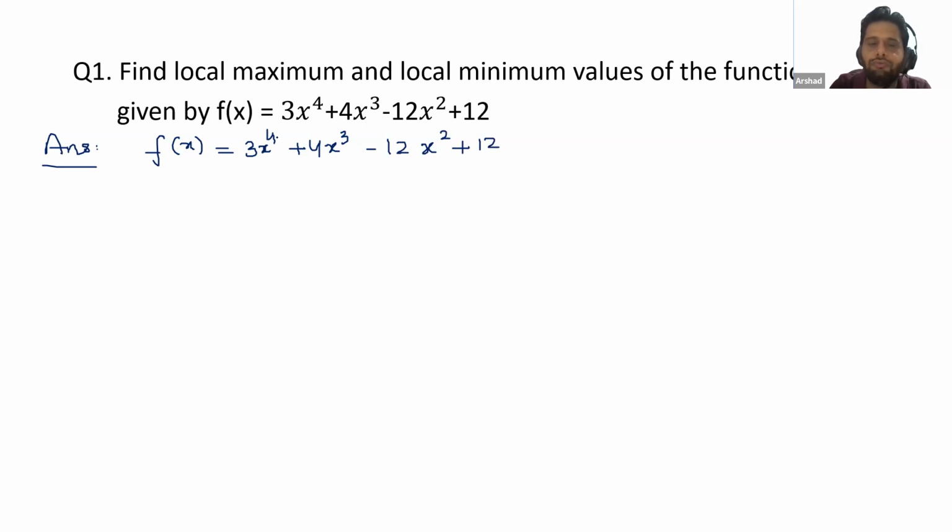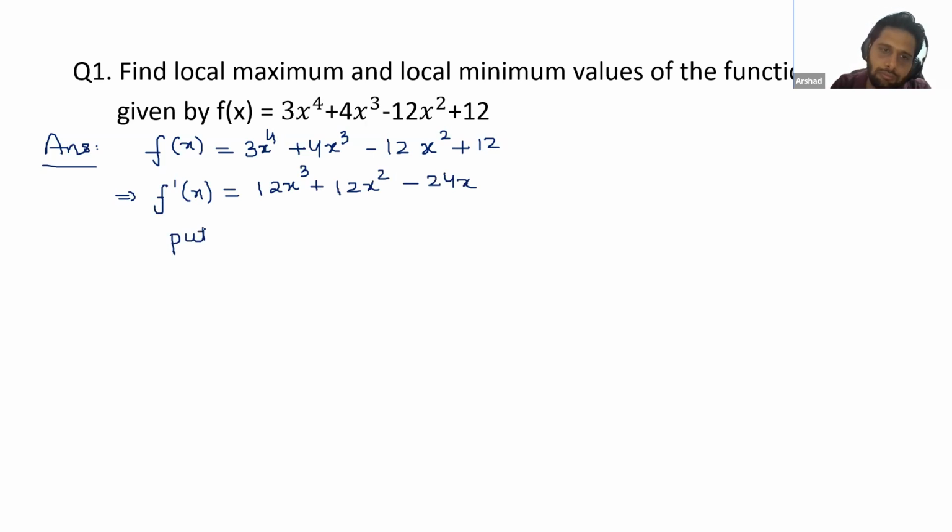So what you need to do, first you need to find the critical points. How do we find the critical points? We have already done increasing and decreasing. Differentiate this, f dash x. So this you will get what? 12x^3 + 12x^2 - 24x. Then put f dash x equal to 0.